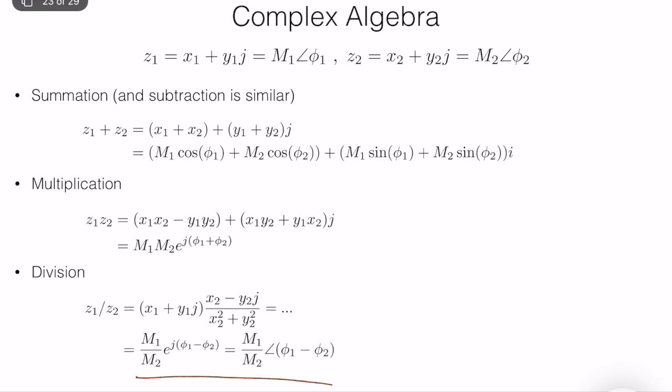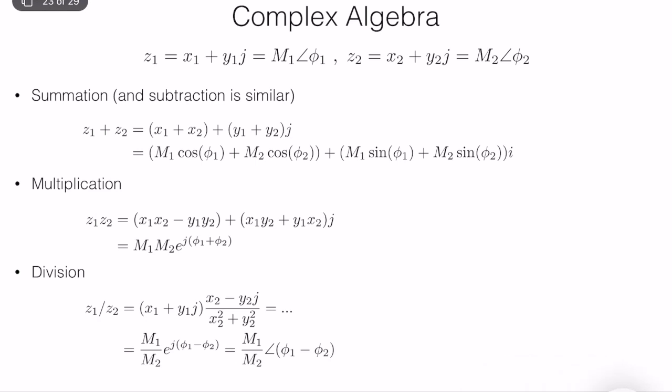You have z1 and z2, and you divide z2 by z1. What you do is you simply divide m1 by m2. So technically, the magnitude is very easy. The phase is the same since it's a division: the resultant phase is equal to the phase of z1 minus the phase of z2. If you go to Cartesian coordinates, you should be very careful.